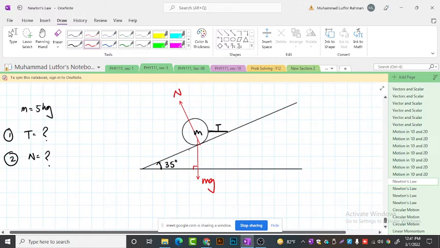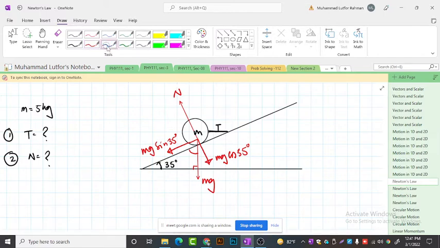Now if you split these vectors, I have to split mg in these two directions. So this would be the case. Since this is 90 degrees minus theta, cos of 90 degrees minus theta is going to be sine theta. So I'll write mg sine 35 for this component, and this component will be mg cos 35, right?